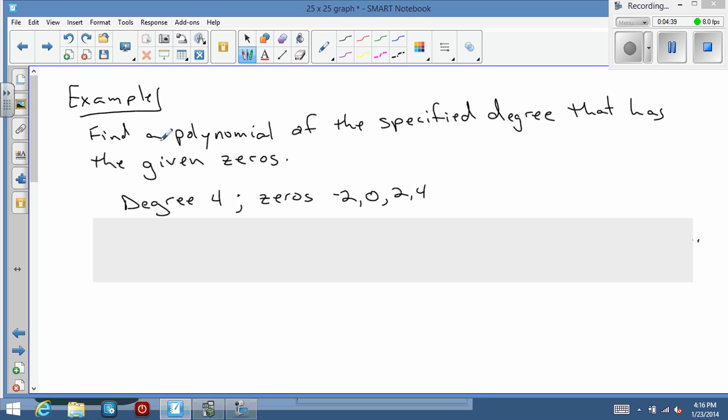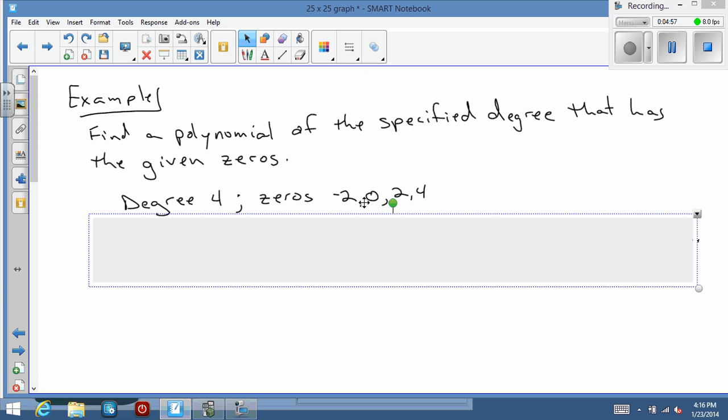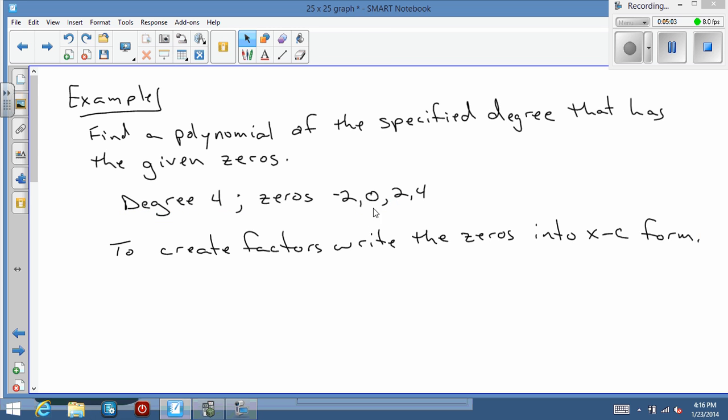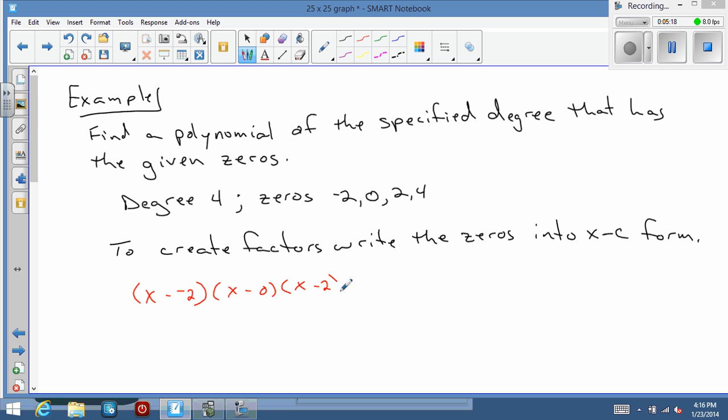Over here we have another example where we want to find a polynomial of the specified degree that has the given zeros. So we want to find a polynomial that is a degree of 4 and the zeros of -2, 0, 2, and 4. What we want to do is convert these zeros into factors using x minus c. So x minus negative 2, x minus 0, x minus 2, and x minus 4.